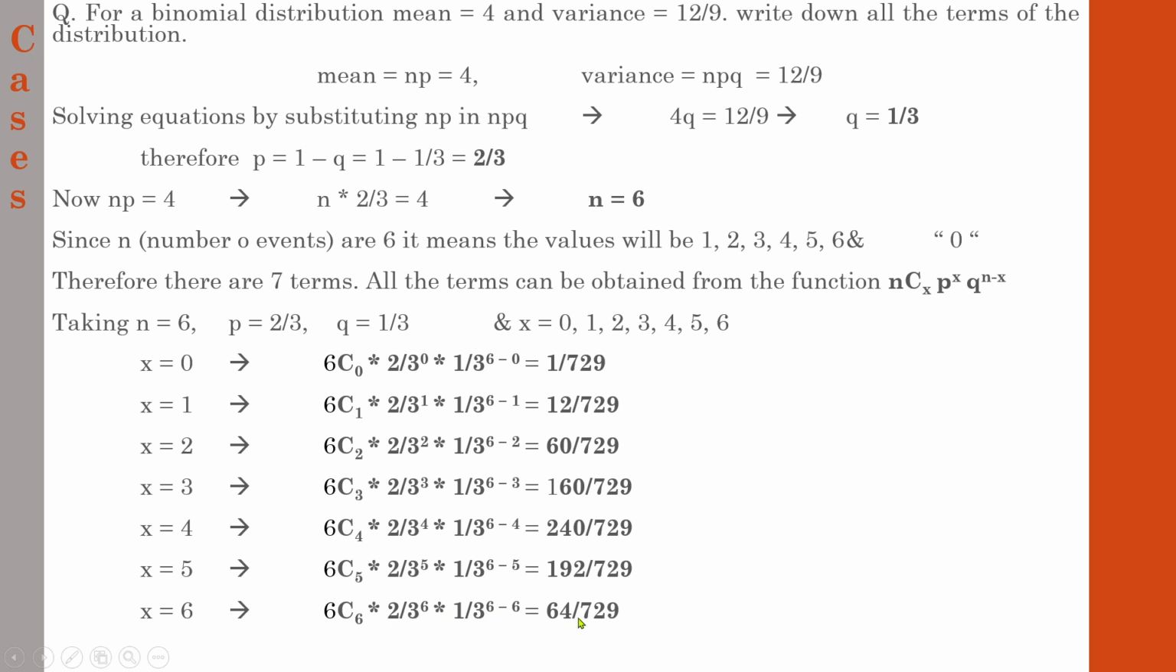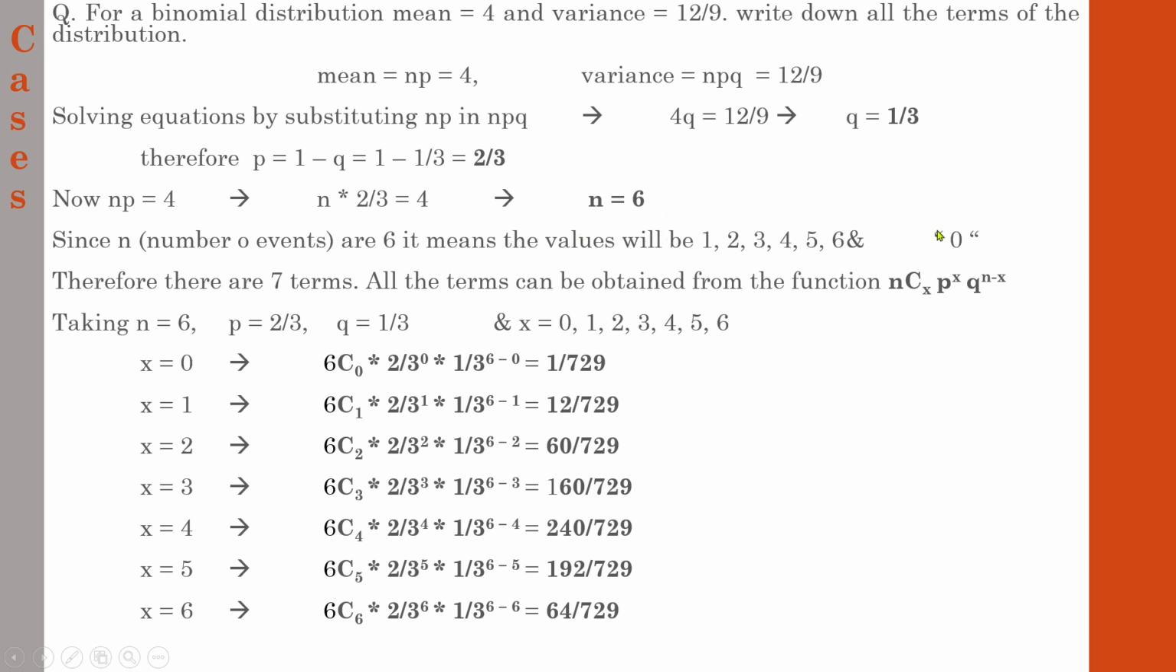So now we have found the probabilities with regard to each of the events by using the binomial distribution function. So now we have found all the terms of the distribution. This is how you have to deal with cases with regard to binomial distribution. So we have learned to find p, q and n from np and npq, that is mean and variance, and on the basis of it we have found how many items are there under study. We found that there are 6 items or 6 events.